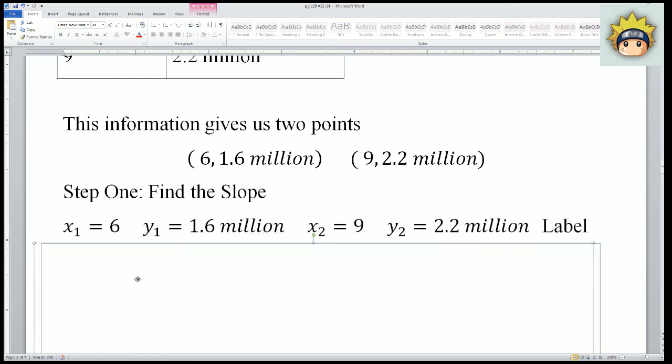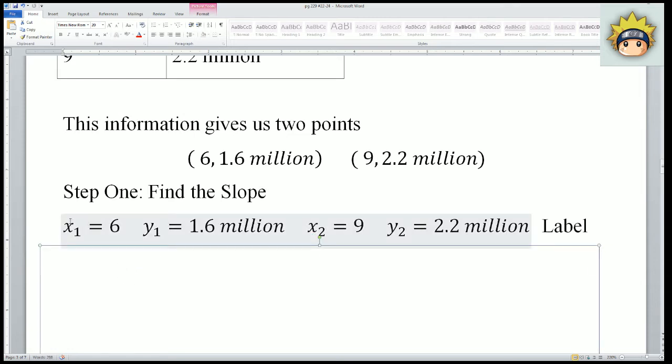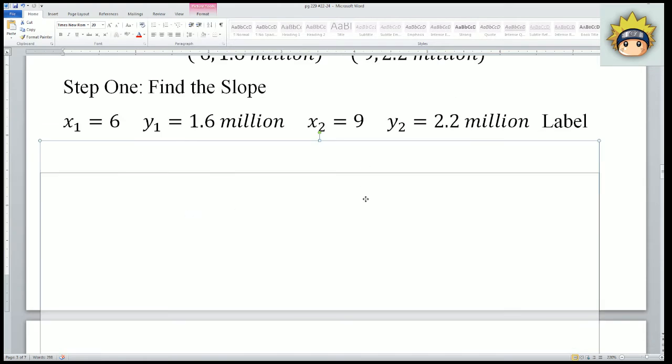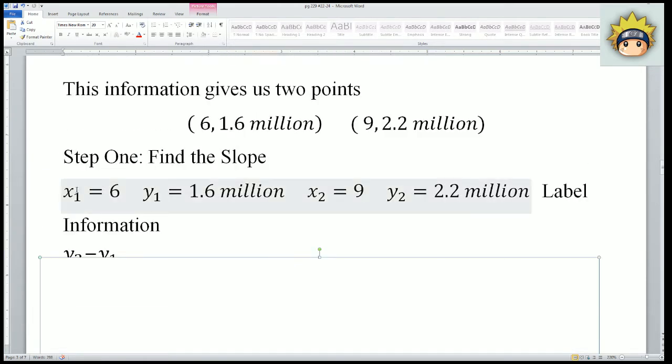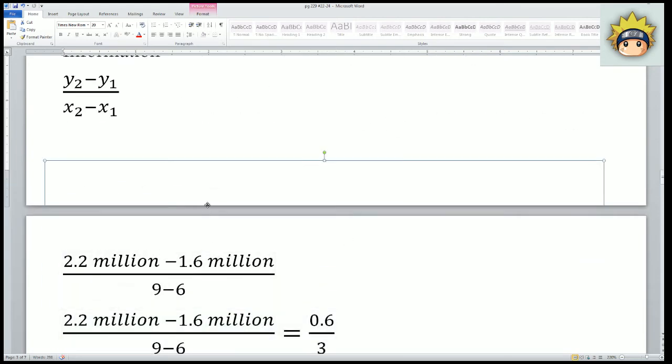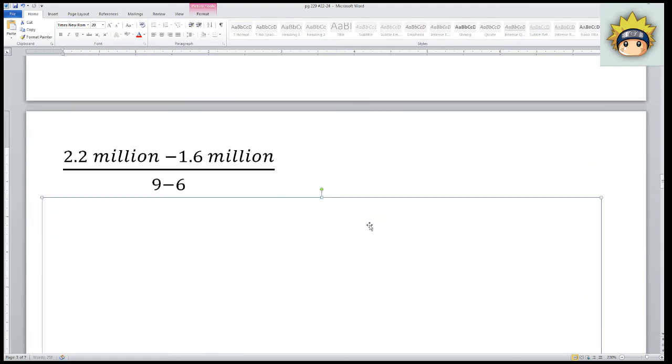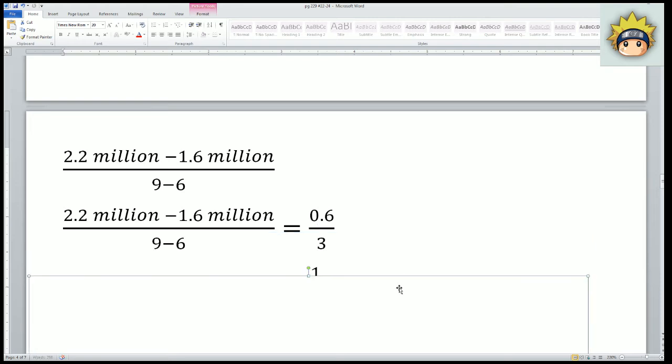So the first thing I'm going to do is find the slope. Here's my first point. My first point is (6, 1.6 million) and (9, 2.2 million). Okay, I label my information. x1 is equal to 6, y1 is equal to 1.6, x2 is equal to 9, y2 equals 2.2 million. Here's the formula. Make the substitution. 2.2 million subtract 1.6 million and divide by 9 minus 6.